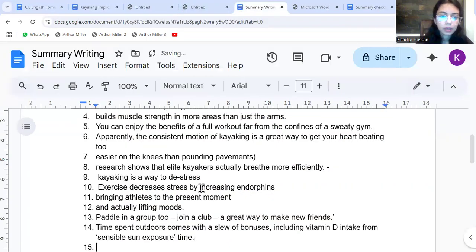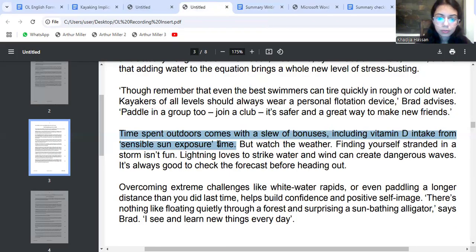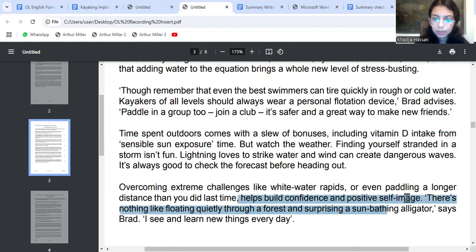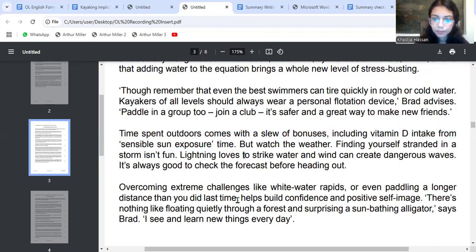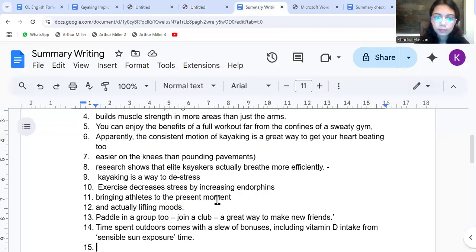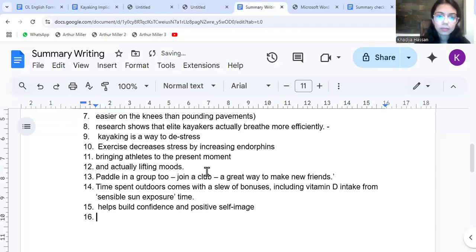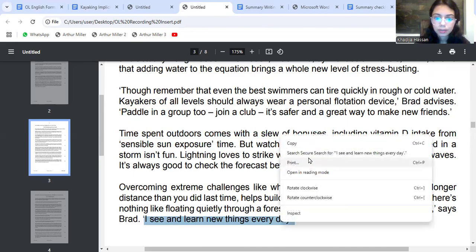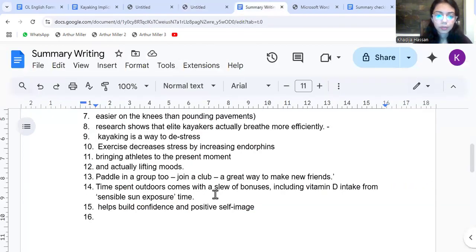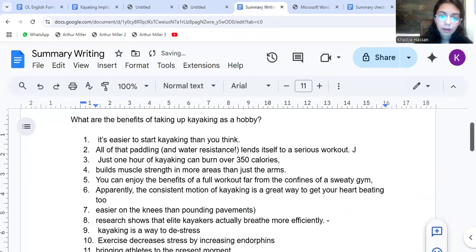Vitamin D intake. See, there's plenty of points. We've gone above 12, right? Overcoming extreme challenges like whitewater rapids or even paddling a longer distance than you did last time helps build confidence and positive self-image. There's this too. Then, I see and learn new things every day. There we go. We found 16.